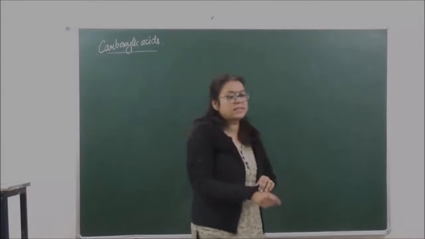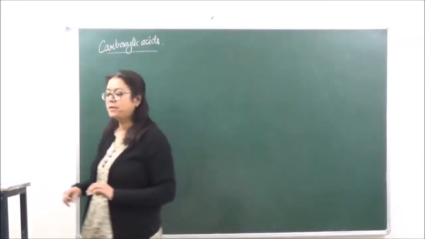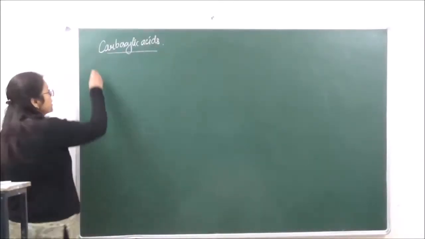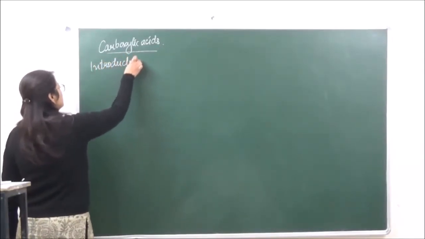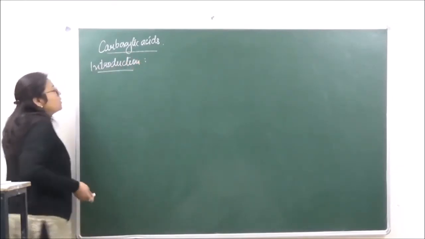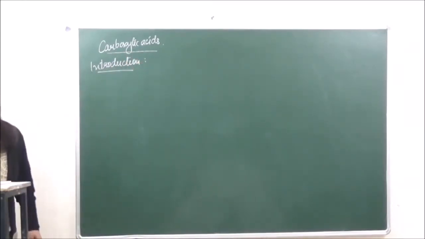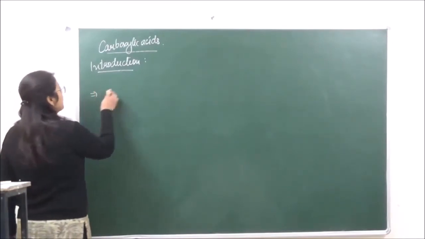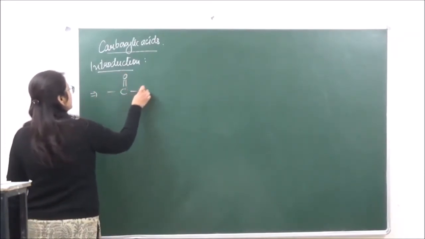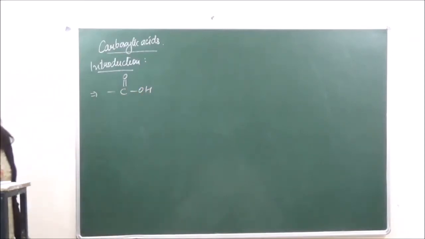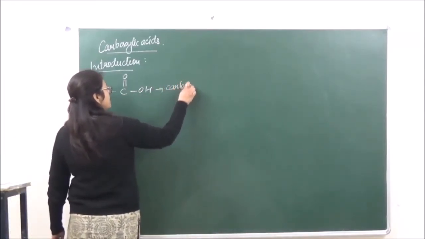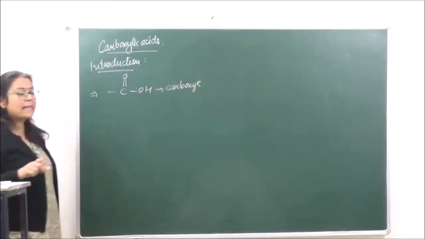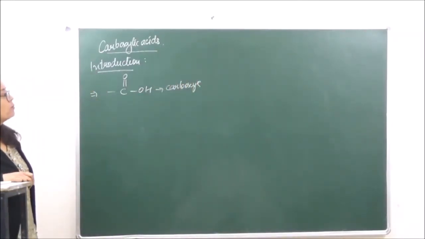Let's go on to the second part, B, of this chapter: carboxylic acids. Let's just take an introduction. Carboxylic acids are organic compounds which contain the COOH group. The name of this group is the carboxyl group, and that is derived from two words.